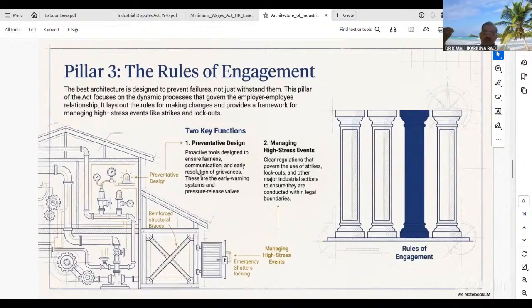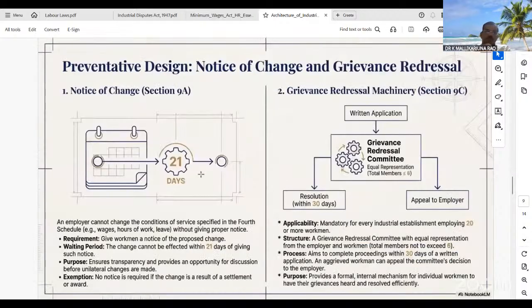Managing high-level stress within the organization, on both sides, employer and employee: strikes, lockouts, and other major actions can be taken. Here, the risk can be resolved by addressing the issues. And notice of change. If they want to make any change, the employer can change conditions as specified in the Fourth Schedule, like working hours, wages, leave, retirement. The notice for the change is 21 days. So if they go for any such change, they give notice for 21 days.